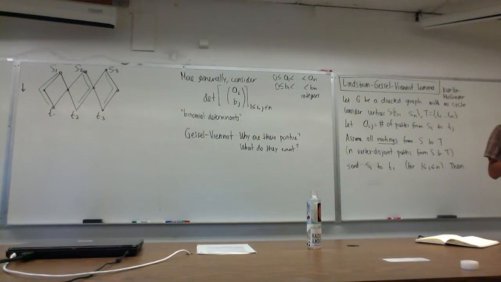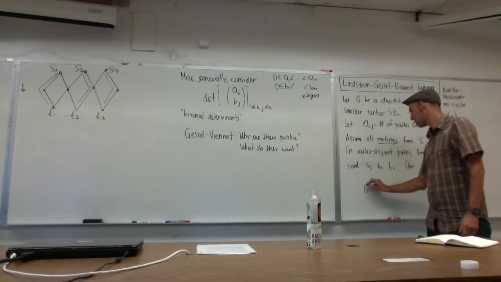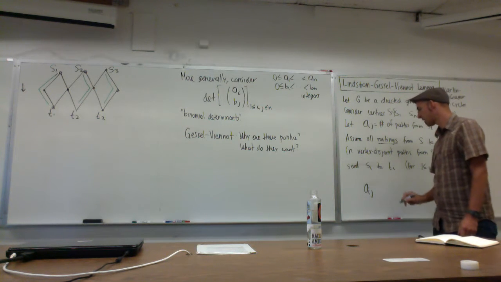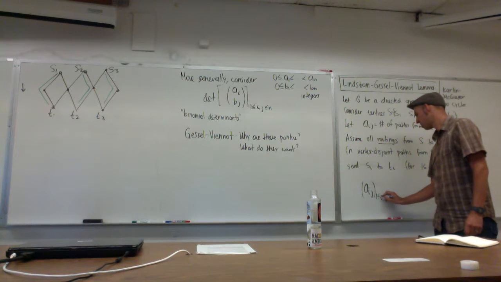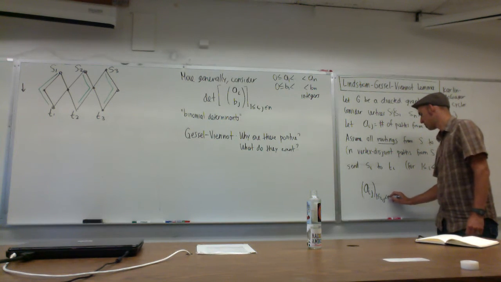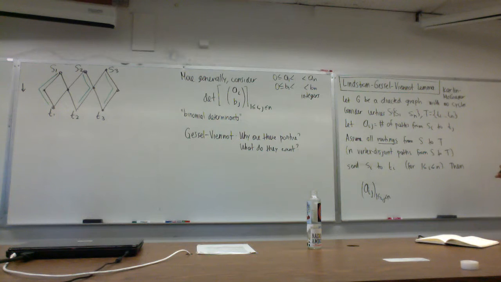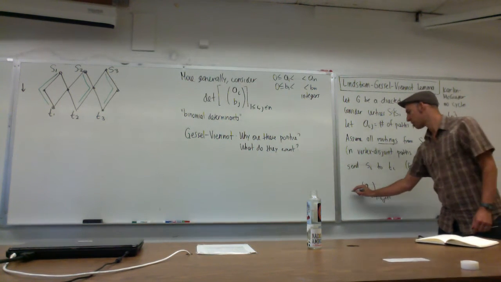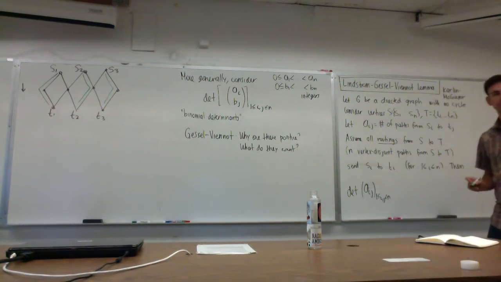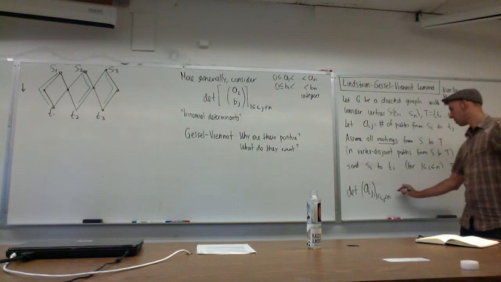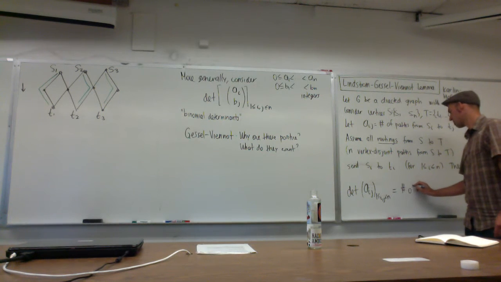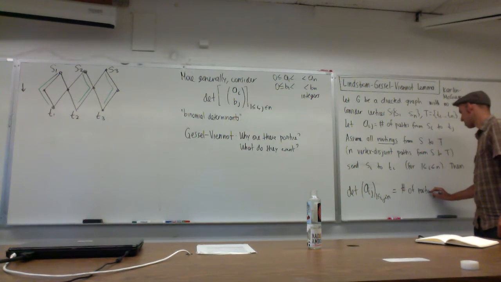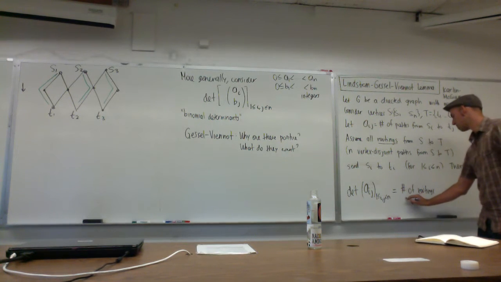And so that means that I have a square matrix, right? And so if I consider that square matrix, for every i and j, I look at the number of paths from Si to Tj, and if I take the determinant of that matrix, then what I'm going to get is precisely the number of routings from S to T.